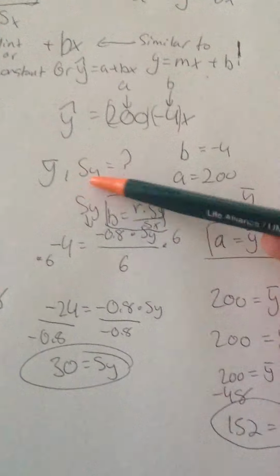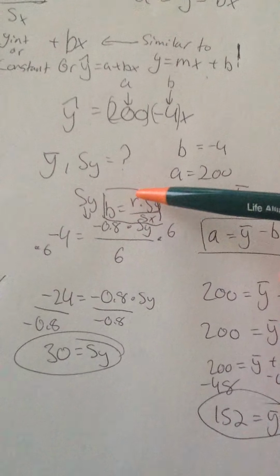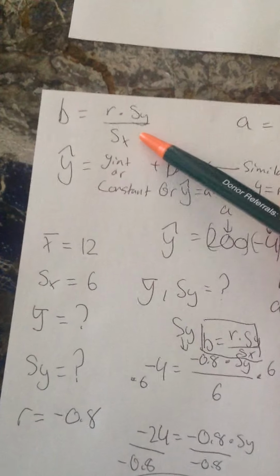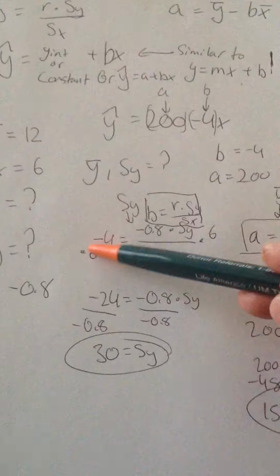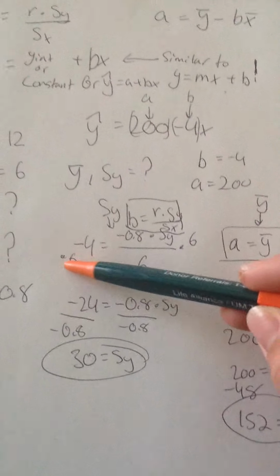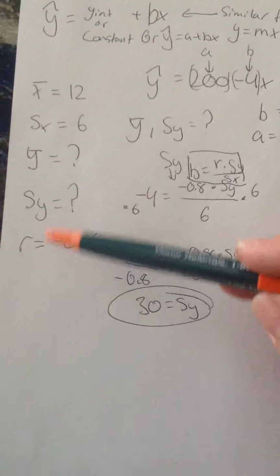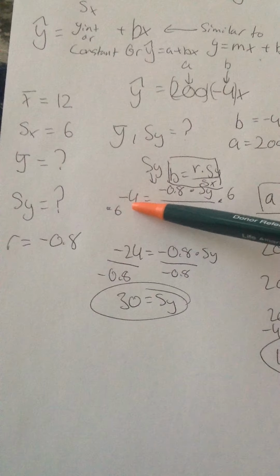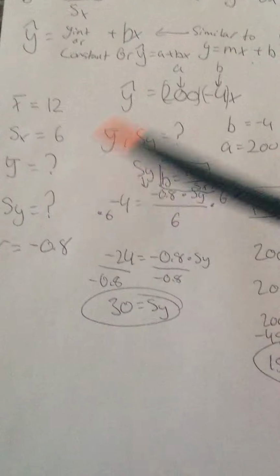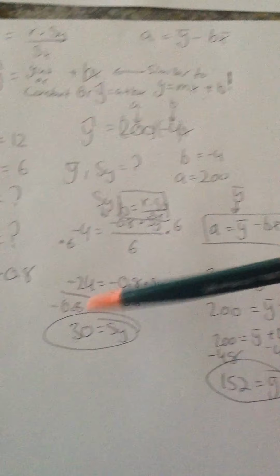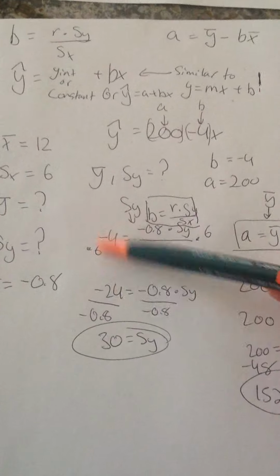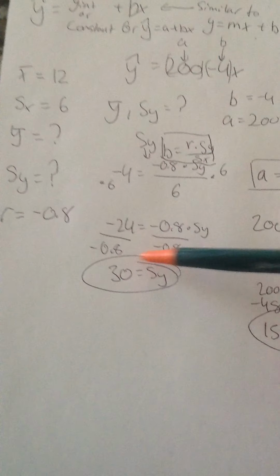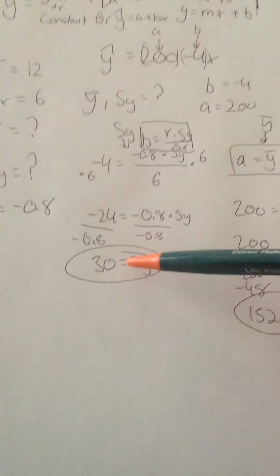So first we're going to solve for s of y. You're going to use the formula b equals r times s of y over s of x. This form, not this one, this one. As you can see, you plug in the values: the 6, which is your s of x, 0.8 is r, and negative 4 is your b. So plug in, multiply by the 6, then divide by the negative 0.8, and you get that 30 equals the s of y value. Simple algebra.